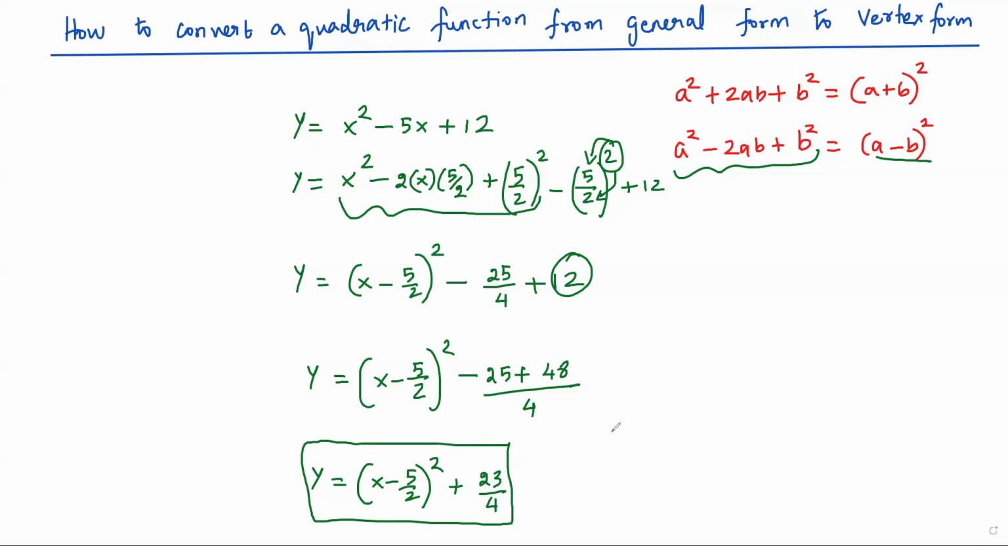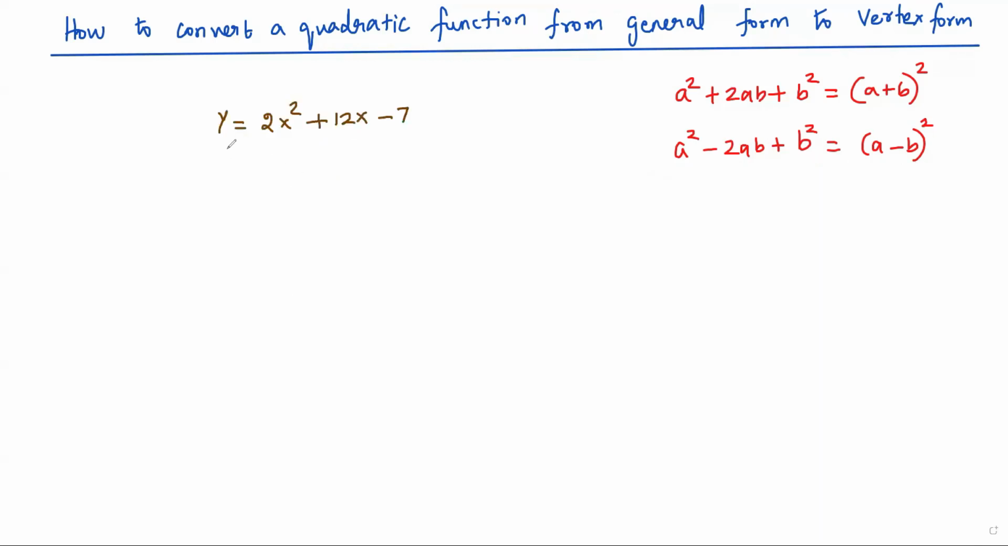Okay, let's look at one more example. Here we have a quadratic function in general form, that is y equals 2x square positive 12x negative 7. In the previous two examples, we don't find any number in front of x square. I mean, the coefficient of x square was 1 in the previous two examples.